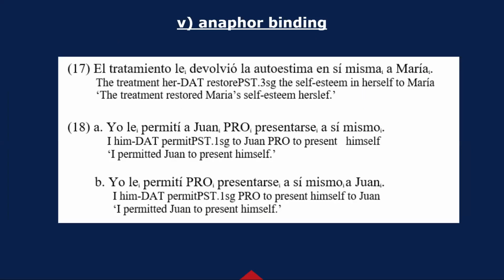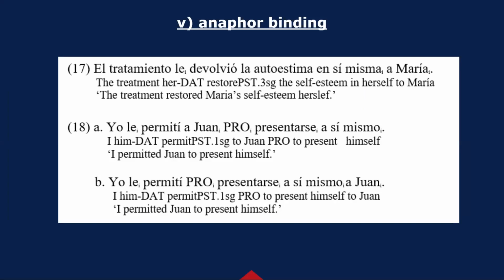The following step in our argument is to compare the dative in the double object construction with the dative in the construction with permitir to better understand the internal structure of this verb. Cuervo explained that in double object construction, where the dative is a low applicative argument, the dative can bind the direct object, but not the other way around.